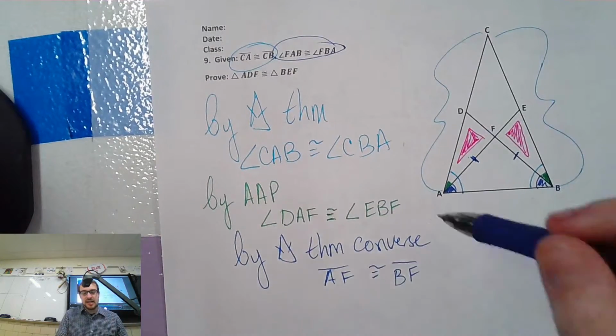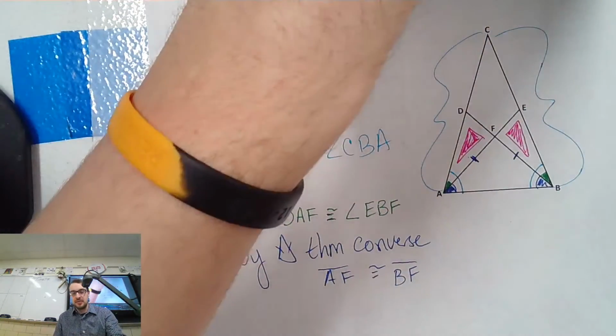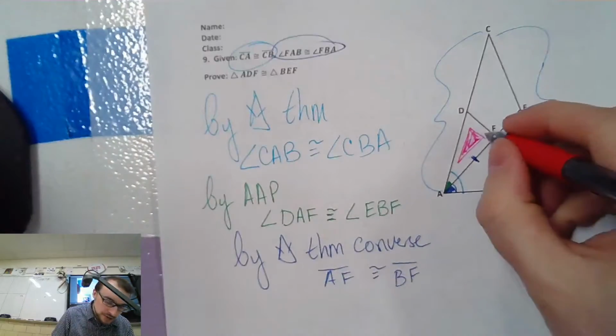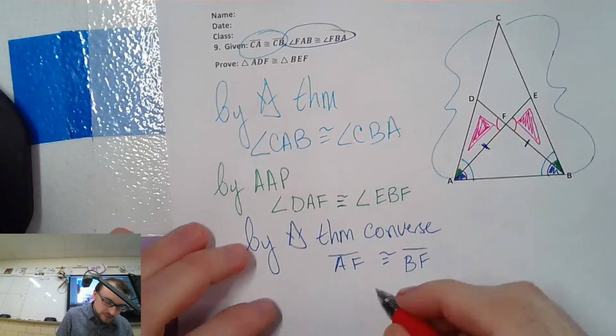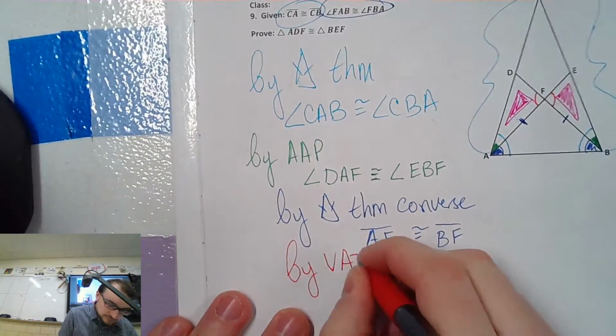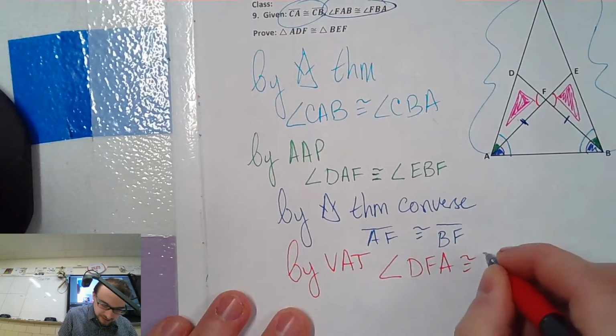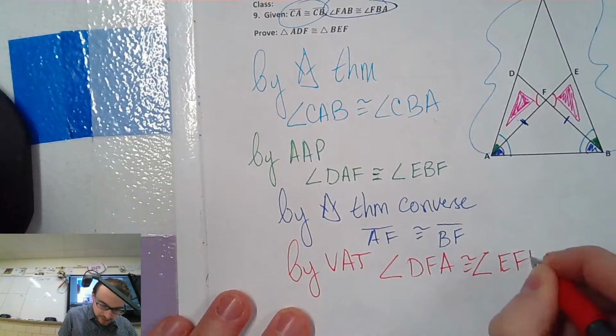Okay, so we know that. Now I've got an angle and a side of both pink triangles. What's the last thing I can get? Go ahead, David. Vertical angles. Vertical angles, baby. Right here and here. So by vertical angles theorem, we know that angle DFA is congruent to angle EFB.